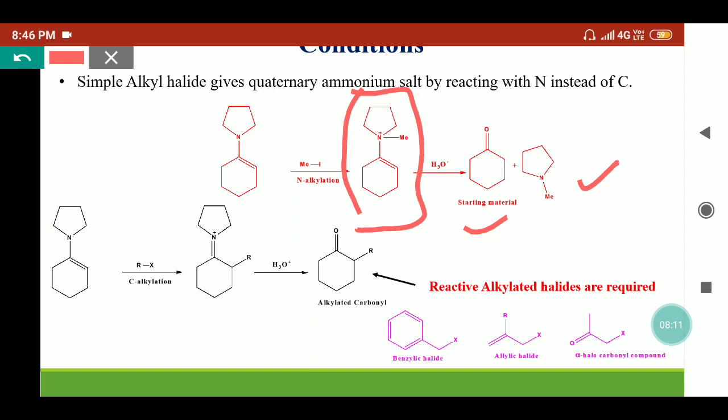Instead of a simple alkyl halide, we need to take some reactive alkyl halide to get the alkylated carbonyl compounds. Like we can take benzyl halide, allylic halide, or alpha-halo containing carbonyl compounds. So in the presence of these types of alkyl halide, we get a good amount of alkylated carbonyl compounds. But if we are using a very simple alkyl halide, then instead of carbon alkylation, we'll get the quaternary ammonium salt that does not give the final product.